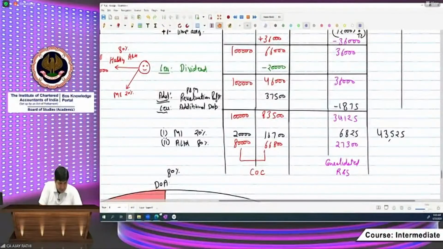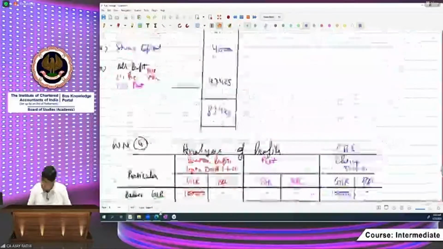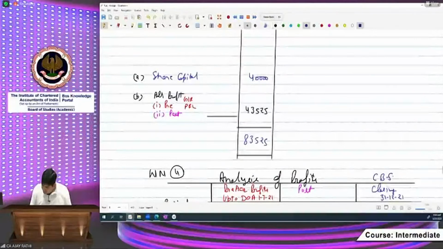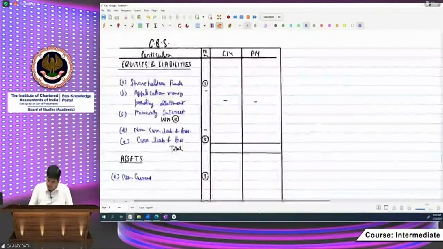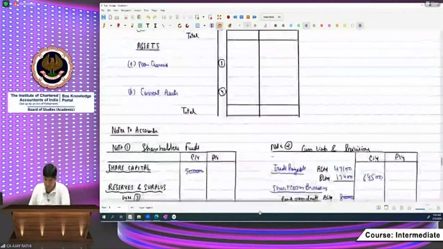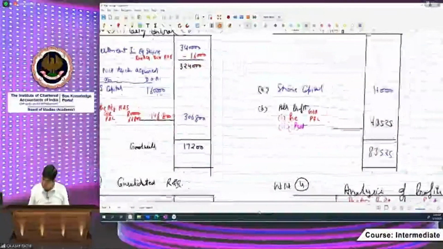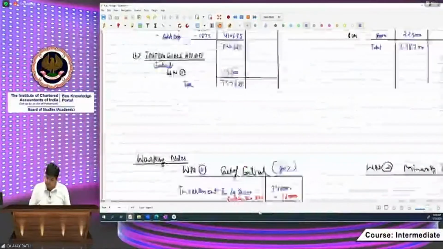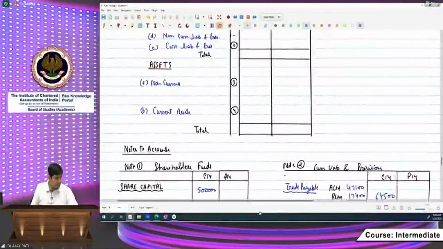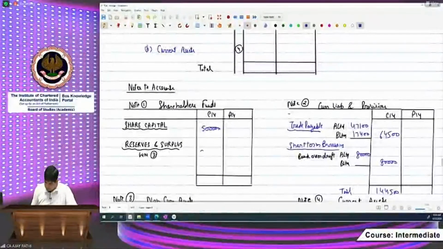Please check again. I think there is some mistake. 20,000 plus 16,700 plus 6,825. But this is 525. Oh, 525 is total. So please post this figure to balance sheet. 83,525. Next, working note number 3. 308,500. It means total is 808,500. Put this figure in the balance sheet.